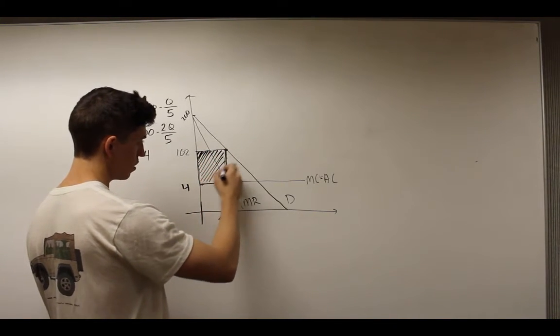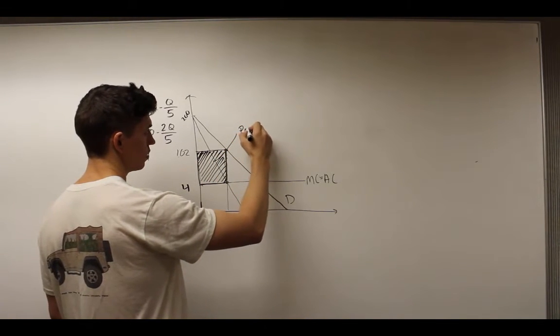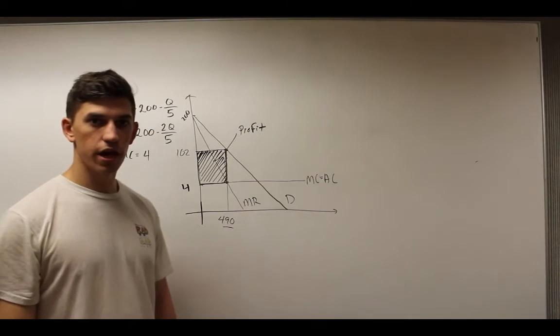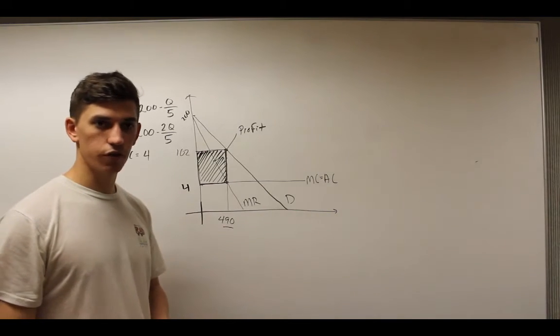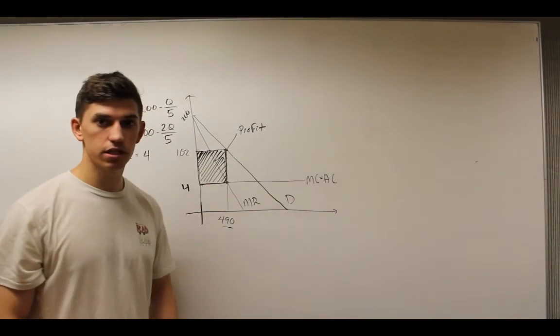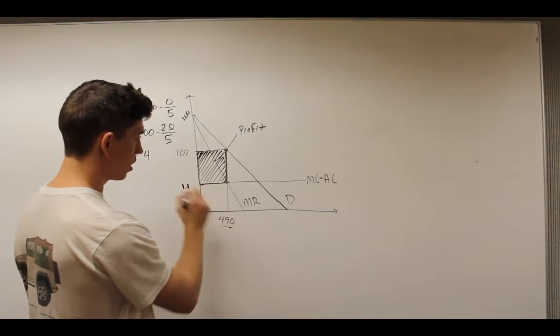So this right here, this is profit. In another case, when you might not have a horizontal marginal cost curve, you're going to look at the average total cost curve here to find what your cost per unit is. But in this case, because it's horizontal, we just get to go down to this horizontal line here.